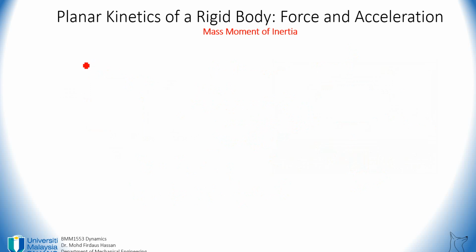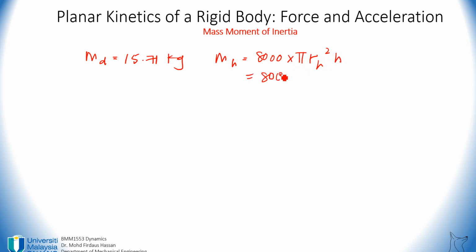You can calculate the mass of the hole and the disk. The mass of the disk is basically 15.71 kilogram, while for M hole, which is 8,000 times pi times R hole squared times H, which is 8,000 times pi times 0.125 squared times 0.1, the answer here is 3.927 kilogram.